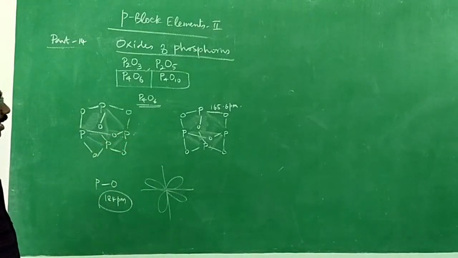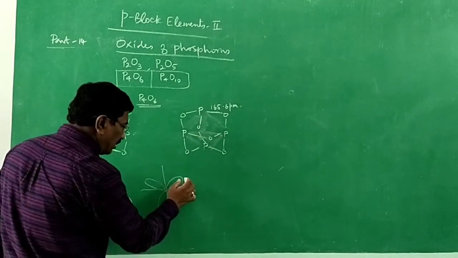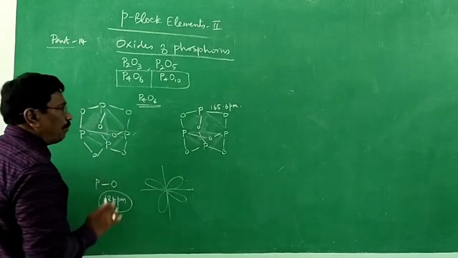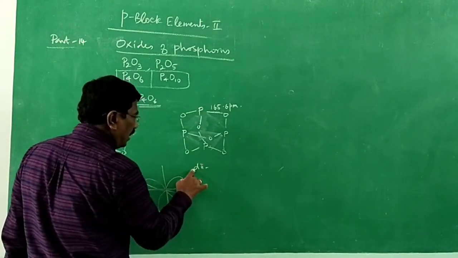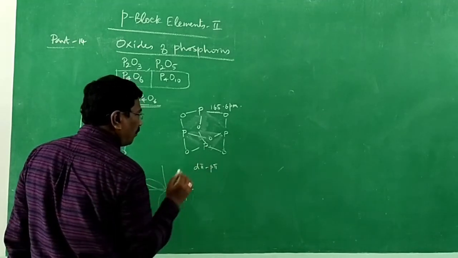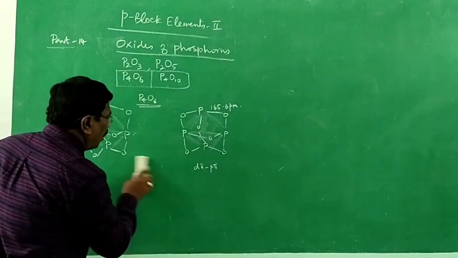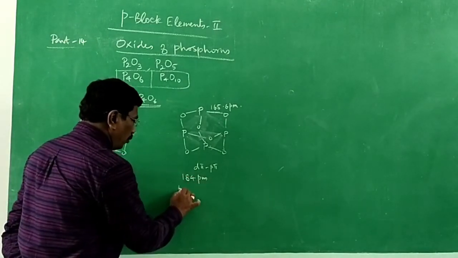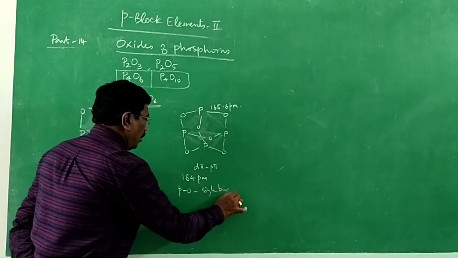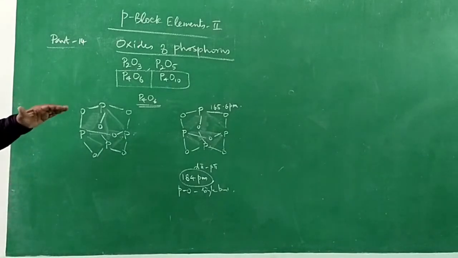And then the p orbital of oxygen may overlap in a sideways manner, resulting in the formation of a d pi p pi bond. The d orbital of P and the p orbital of oxygen result in d pi p pi overlap. And it is because of that the bond length is slightly reduced from the expected PO single bond length. The PO single bond length is this much, and it is reduced to this much in P2O3, that is P4O6. Phosphorus trioxide has this type of structure.